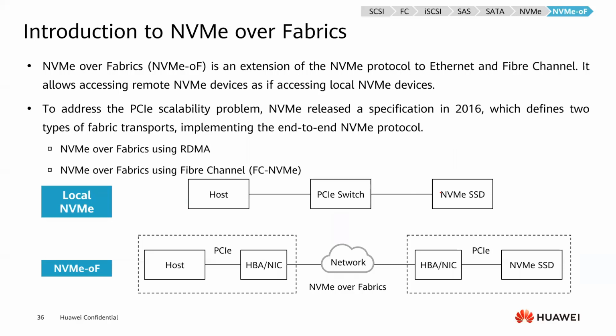Okay, and then since NVMe is a technology used for locally connected devices, the distance is very short. So we have NVMe over Fabrics, which can address the PCIe scalability problems. We have two methods of NVMe over Fabrics. The first one is NVMe over Fabrics using RDMA, and the second one is NVMe over Fabrics using Fibre Channel, FC-NVMe.